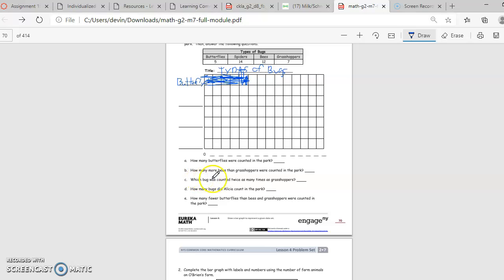In C, it says which bug was counted twice as many times as grasshoppers. Twice as many means that we're multiplying it by 2. Okay, and that's what we learned in the last module.